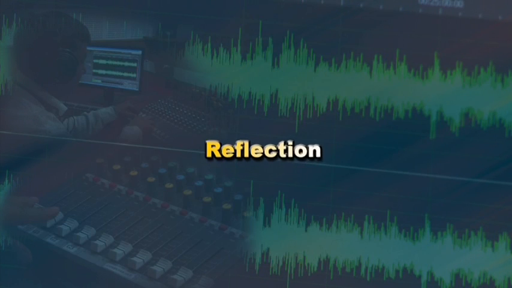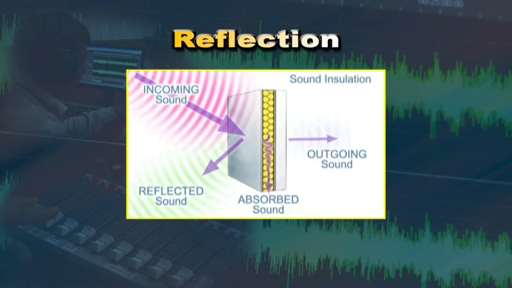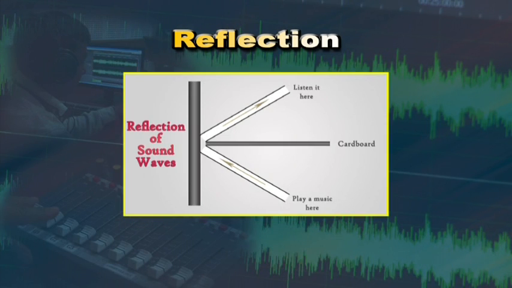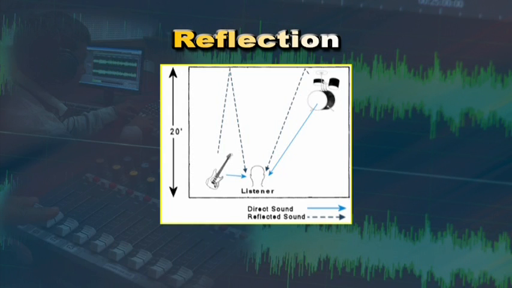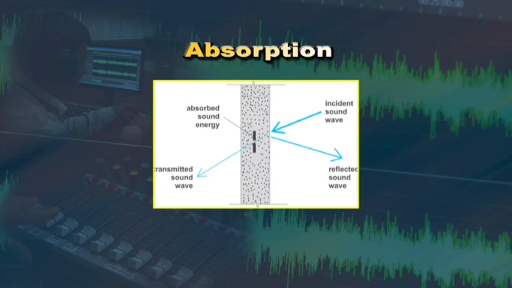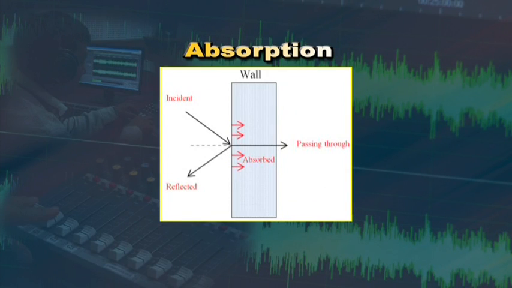Now we talk about reflection. It is the change in direction of a wavefront at an interface between two different media so that the wavefront returns into the medium from which it originated. Next is absorption. It occurs when only a portion of the incident acoustic energy is reflected back from a material's surface. The absorption of acoustical energy is inverse of reflection.